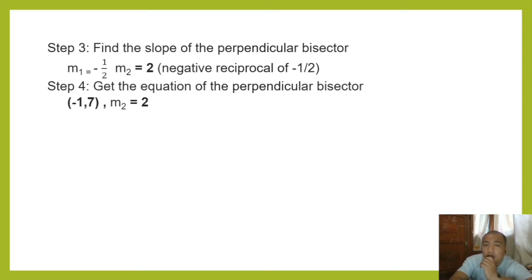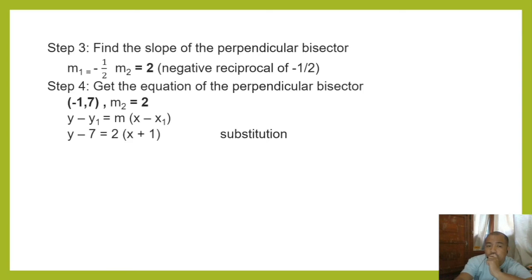So I repeat, to get the equation of the perpendicular bisector, we get the slope of the perpendicular bisector, which is positive 2, the negative reciprocal of negative 1 half, and then the point we're going to get is actually the midpoint of this line segment, because the perpendicular bisector really passes through the midpoint of the segment. So by point slope form, y minus y sub 1 equals m times quantity x minus x sub 1. Substitution, y minus 7 equals 2 times x minus negative 1 or x plus 1.